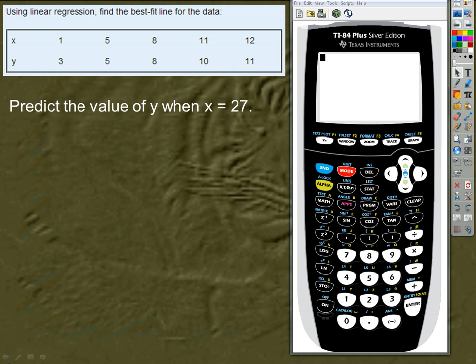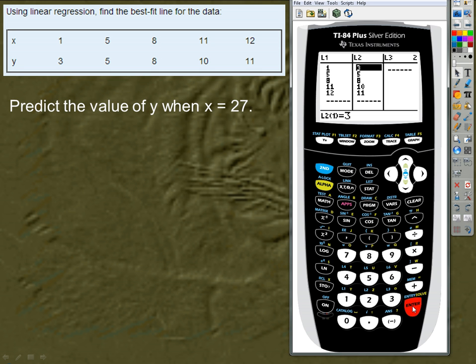Okay, so talk me through this, please. Okay, good. So if I want to enter data, we always go stat. We want to go to the stat screen. So stat, edit, perfect. Okay, and then this is where we put the data in.